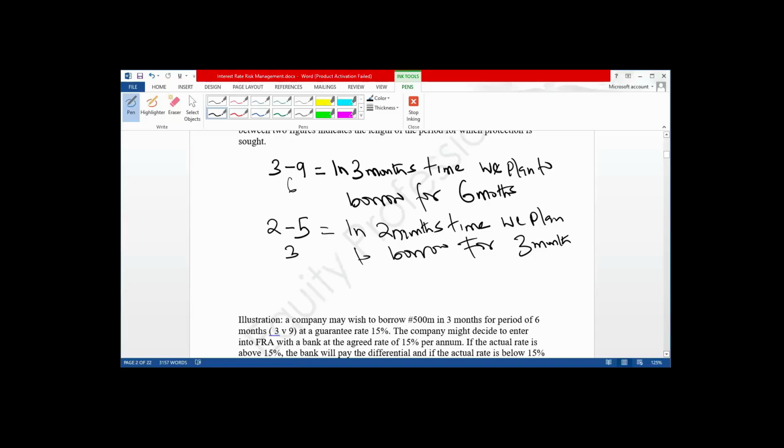You now approach your bank today. You approach a bank today that, please, I want to borrow money in 3 months' time. I want to go into a forward rate agreement. I want to obtain an interest rate today for the money I'm going to borrow in 3 months' time.